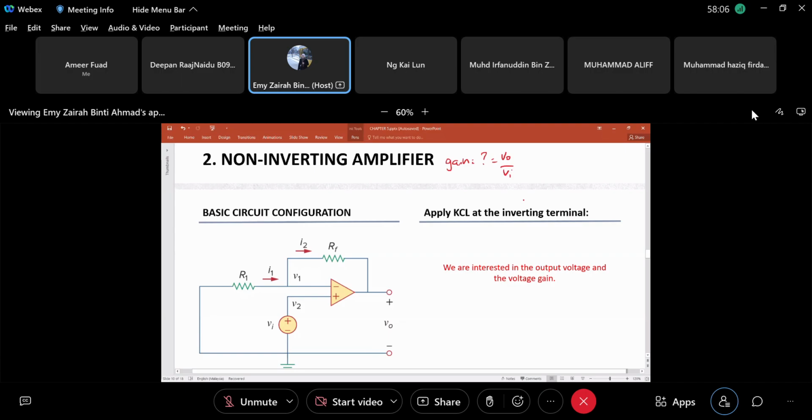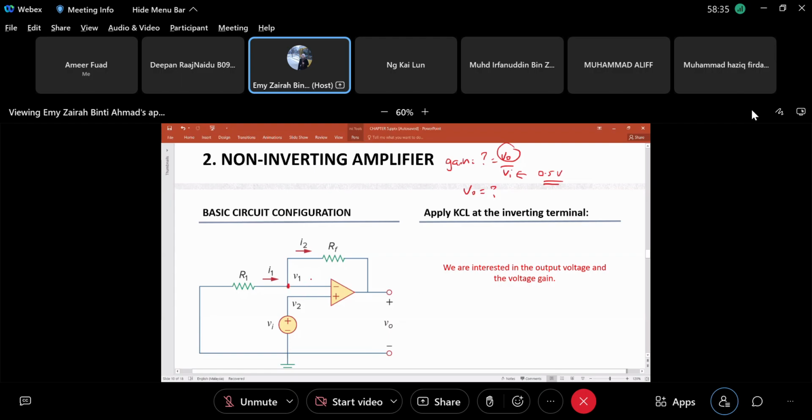And sometimes the question asks you to find the V output, as in the previous example. They want to know the V output and they give the V input at a certain value. And they want you to find the value of the V output. As simple as that. So in this circuit, we are interested in the output voltage and the voltage gain. So as usual, we apply KCL at this node.